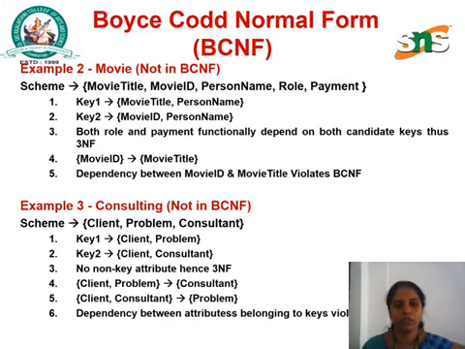Next, example 2. Here we have movie title, movie ID, person name, role and payment. Key 1 is movie title and person name, and key 2 is movie ID and person name. Both role and payment functionally depend on both candidate keys, thus it is in third normal form. The dependency between movie ID and movie title violates BCNF. Next, we have the consulting example, which is not in BCNF; it does not satisfy the BCNF normal form.